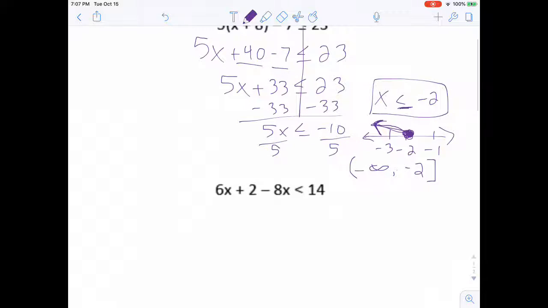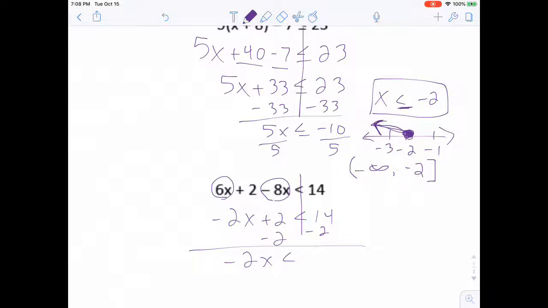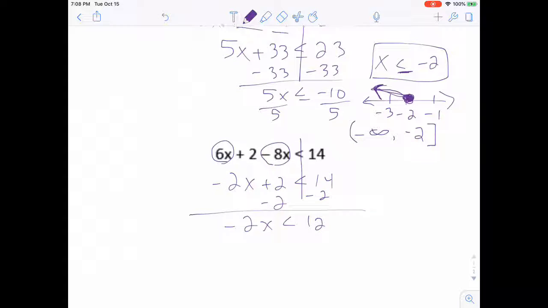My other example, I have 6x plus 2 minus 8x is less than 14. My first step is to combine like terms. 6x and negative 8x gives me negative 2x plus 2 is less than 14. I'm going to continue solving. I'm going to subtract 2 on both sides, giving me negative 2x is less than 12.